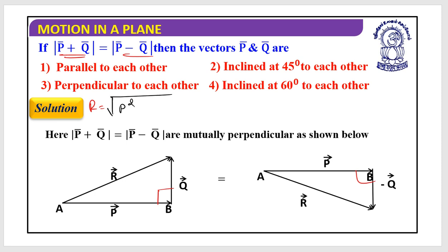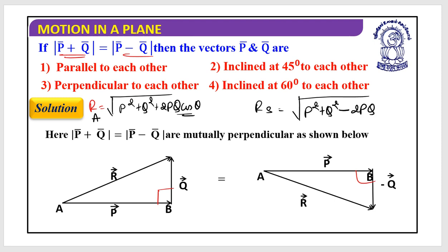R is equal to root of p square plus q square plus 2pq cos theta; this is the resulting vector of the addition. And when we are talking about the subtraction, it is root of p square plus q square minus 2pq cos theta. This is subtraction. What I want is that the resultant of addition and the resultant of subtraction would be the same.